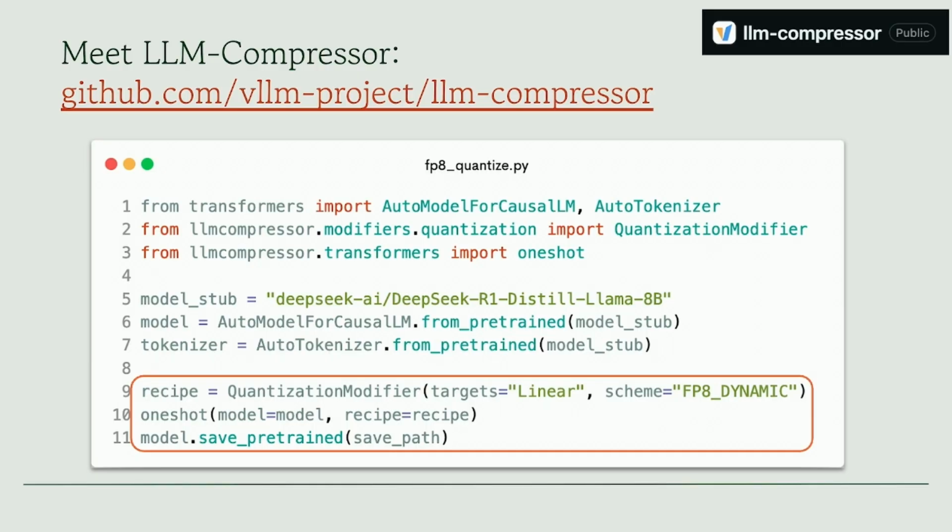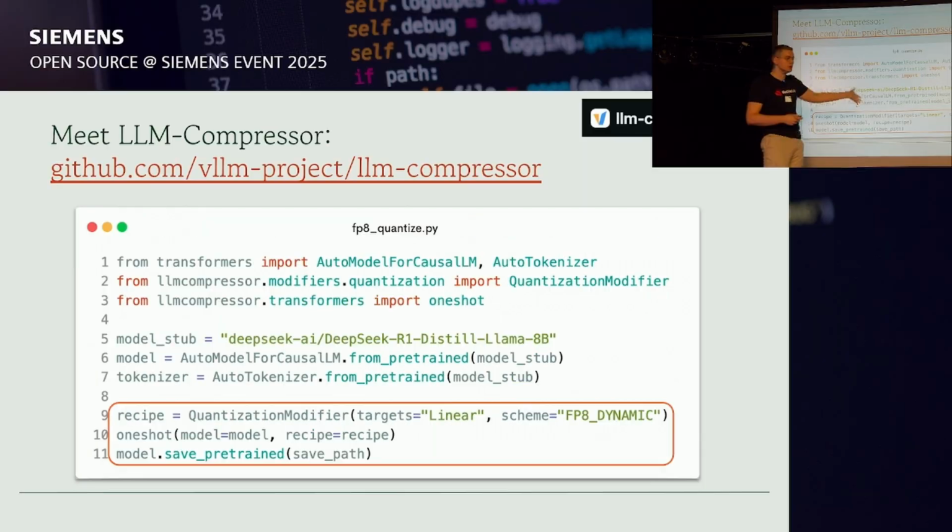We specify that the targets that we want to quantize are all linear operators in our model, and the scheme that we want to apply in this case is FP8 dynamic, where dynamic stands for dynamic quantization of activations. You'll see later on why this is relevant. And then we just call the oneshot method. We provide the model, we provide the recipe, and that's it. We save the model as any other Hugging Face transformers model, and it will be saved automatically in the compressed tensors format, so you can directly use it inside vLLM and get the best kernels in vLLM for inference.